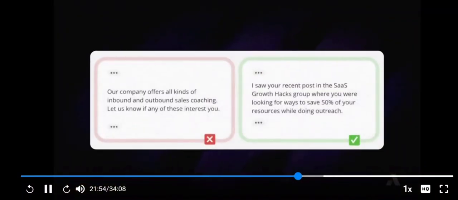You can also start by showing that you understand your prospect's needs and struggles based on the content they share. So look at these two examples. The left one doesn't show that you've done any research. It's salesy and very self-centered. The right one addresses the right struggle and suggests that you are going to propose a good solution to it.